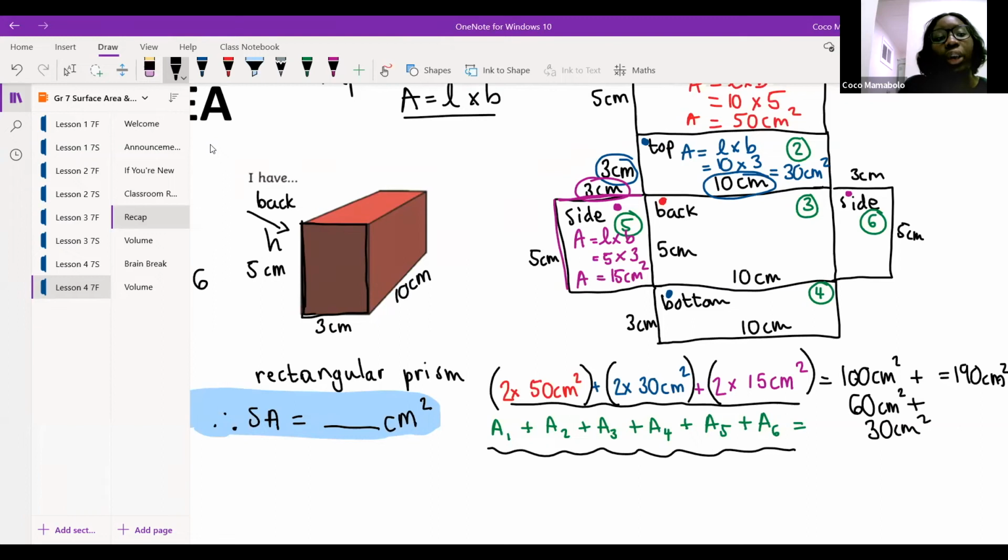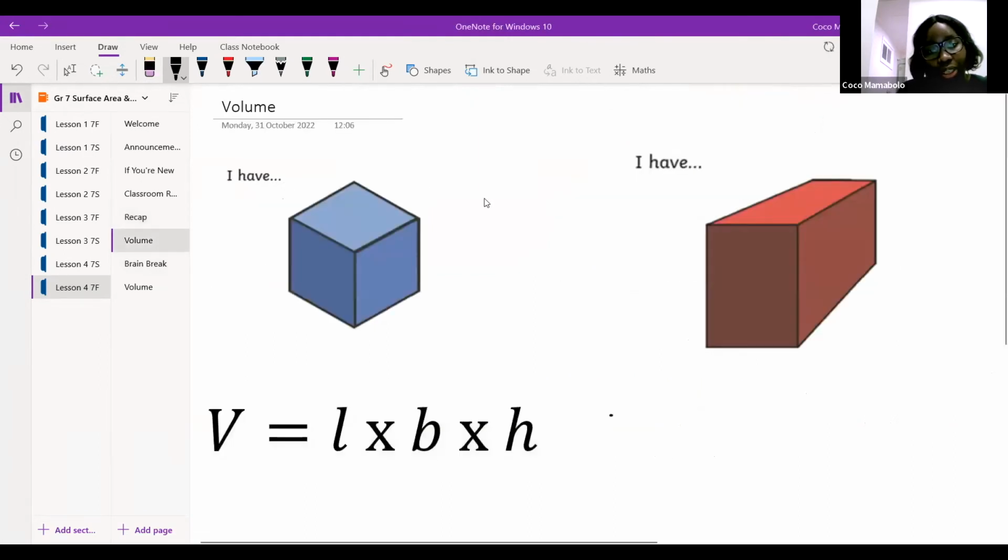All right. Okay. So this is surface area. Guys, if you're still stuck on how to answer these questions, I need you guys to rewatch the video that we did on Monday and the video that we have today. Okay, I need you guys to rewatch all of those. Today we're going to be talking about volume as well.